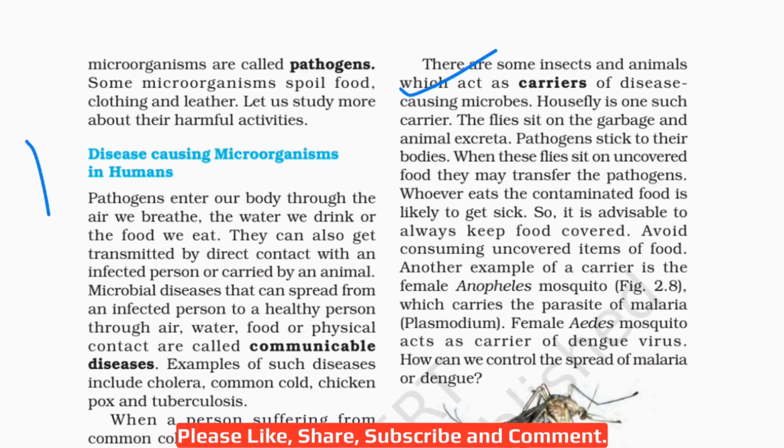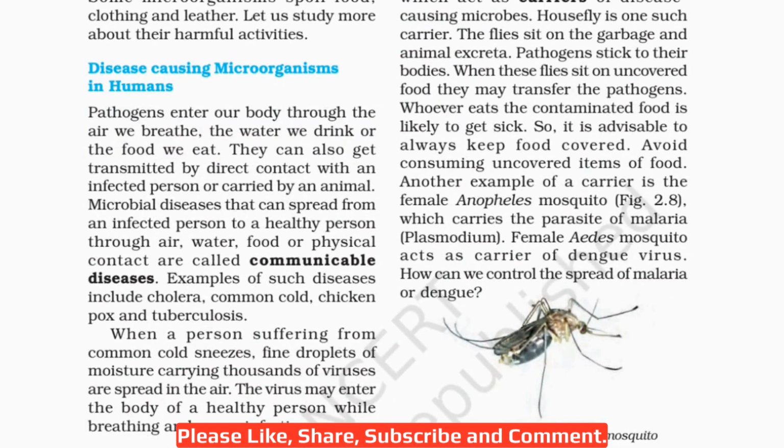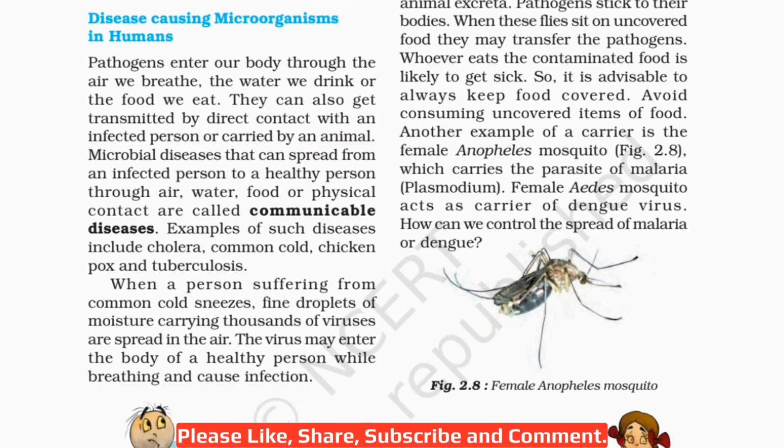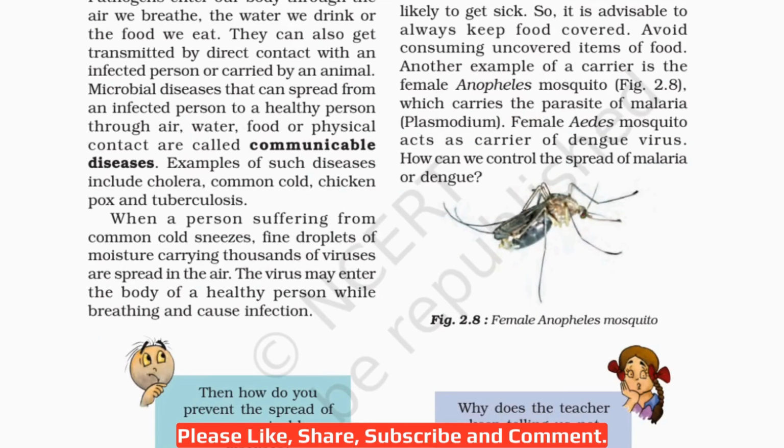Another example of a carrier is the female Anopheles mosquito. See this figure, which carries the parasite of malaria, Plasmodium. So you can learn these names, okay? Female Anopheles mosquito, it carries the parasite of malaria. Then female Aedes mosquito, it carries the dengue virus, okay? So female Aedes mosquito acts as a carrier of dengue virus.